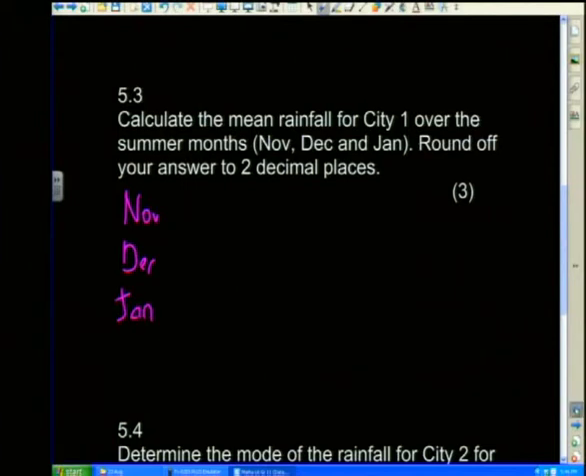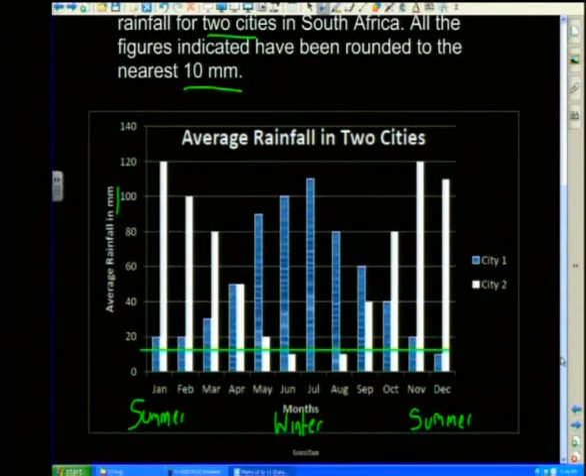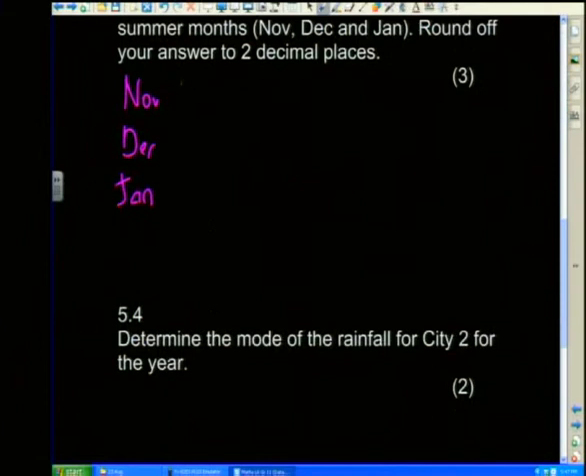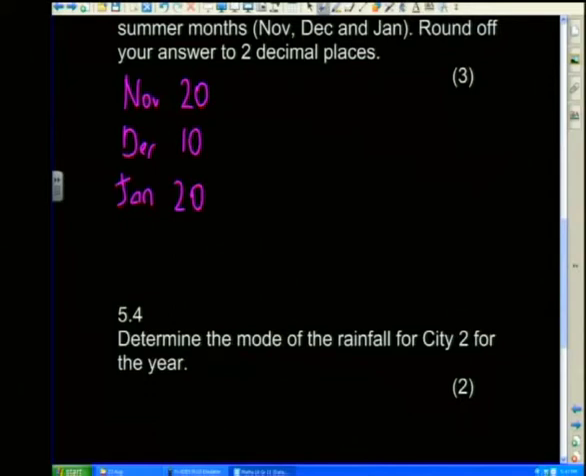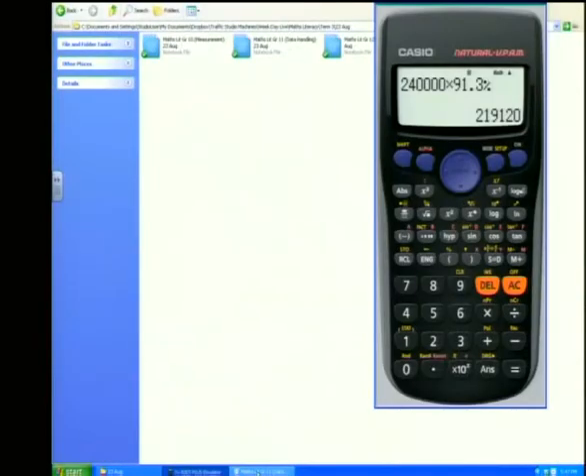So let's go back to my graph. City 1 was my blue. I need November, December, and January. So I've got 20 plus 20 plus 10, because remember, they were all rounded to a whole number. I don't remember where the 10 was. Yeah, it was December. Okay, so we've got a total of 50, and we're looking at our mean. So divide that by 3, and it said round to 2 decimal places.